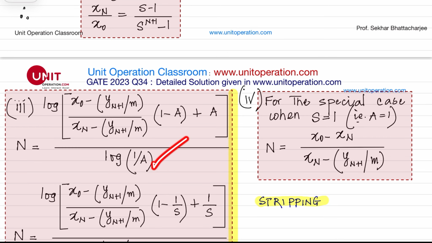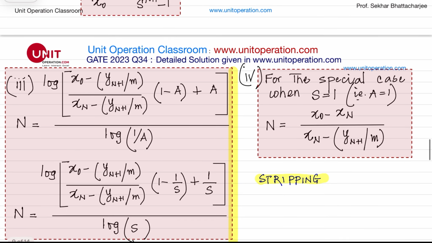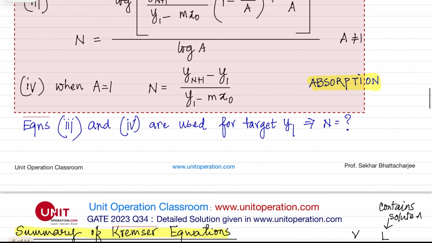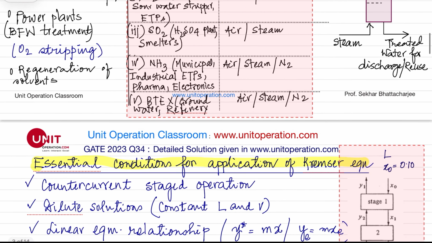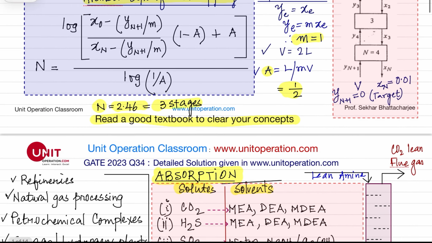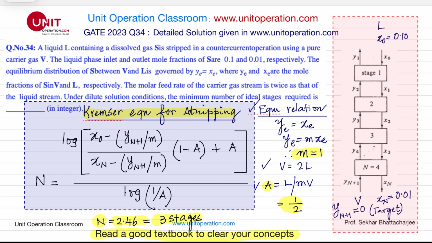Again, this is in terms of absorption factor, and this is in terms of stripping. And as I said, if S is equal to 1, we use this particular equation, but normally we do not encounter this one. So this is for S not equal to 1, or A not equal to 1. This is just a summary of Kremser equations, and these are the examples of absorption and stripping solvents and the operation here. So the answer to this one is 3 stages. So that's the answer.